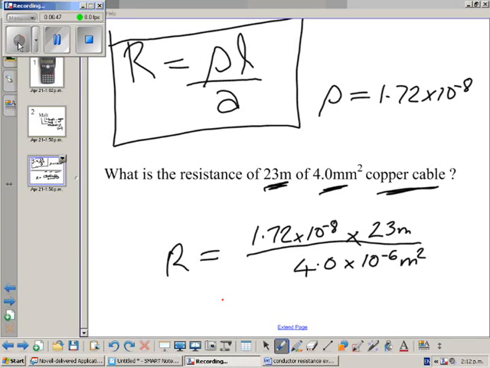The other thing we can do, when we've got our formula like this, is do a bit of cancelling. We take the 10 to the negative 6 off, and that changes the 10 to the negative 8 to 10 to the negative 2, and then we could put a 0.23 there, and that gets rid of that altogether. So it would be 1.72 times 0.23 divided by 4, and you'll get the same answer.